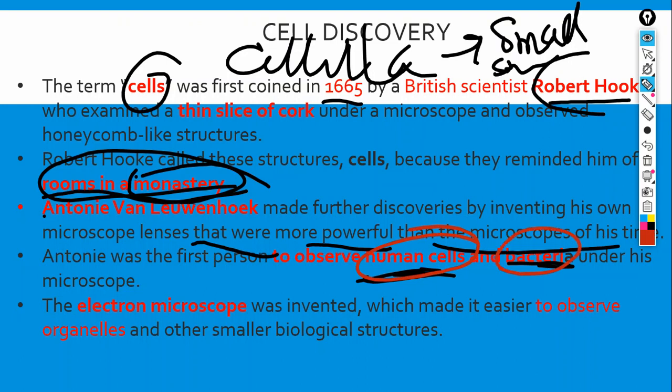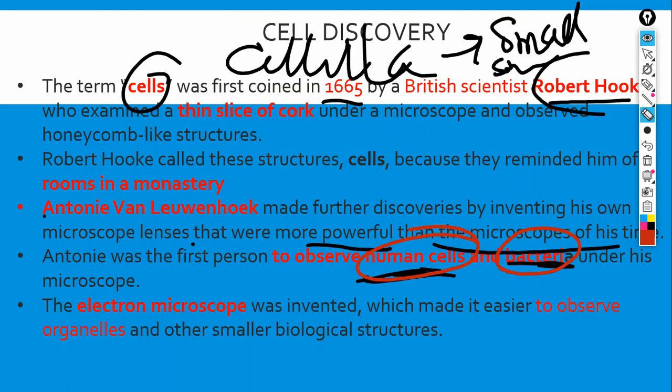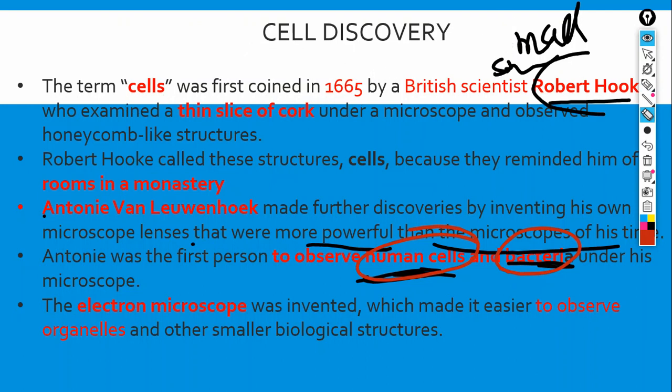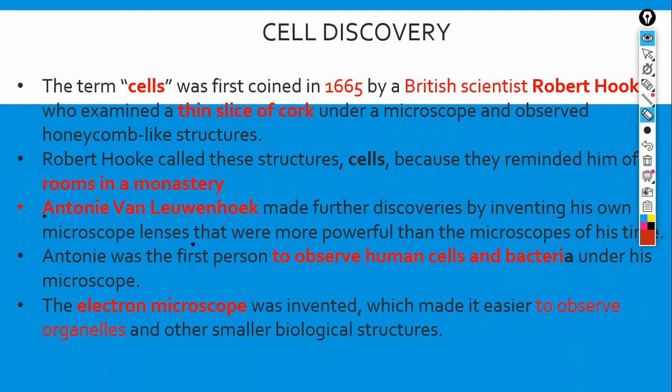Later, the electron microscope was invented, which made it easier to observe organelles and other smaller biological structures. The invention of the electron microscope was pioneered by a group of scientists. But the basic take-home here is that it was the electron microscope that made viewing organelles, and detailed structures even within the organelles, easier and actually possible.